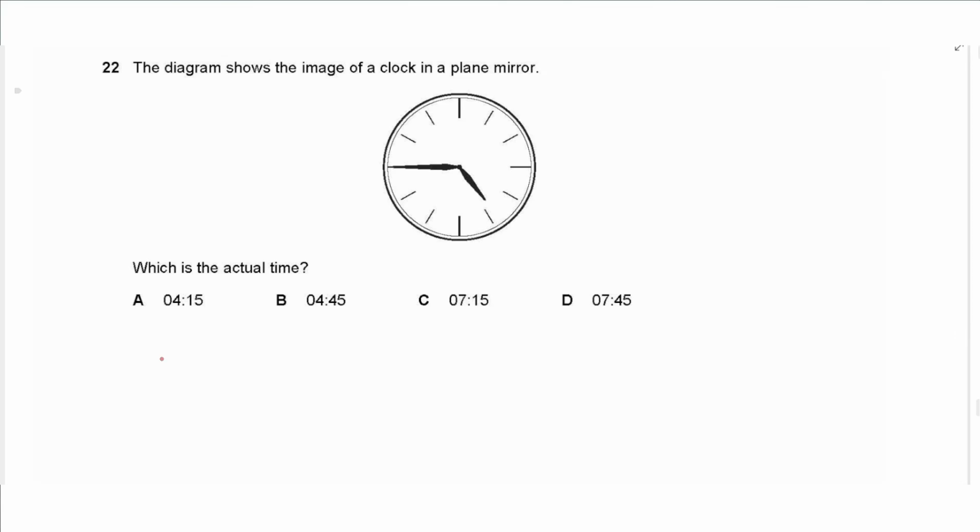Question 22 says the diagram shows the image of a clock in a plane mirror. What is the actual time? So there is a simple trick for the images in a mirror. You just, for a clock, instead of numbering the time clockwise, you number it anti-clockwise. So starting from 12, we go 1 anti-clockwise, 2, 3, 4, 5, 6, 7, 8, 9, 10, and then 11. So the hour arm is pointing towards the 7 and the minute arm is pointing toward the 3. That's 15 minutes. So it is 7:15. So the answer is C.